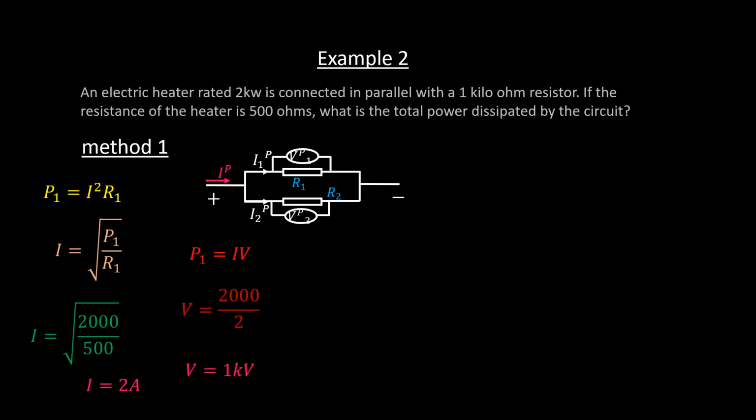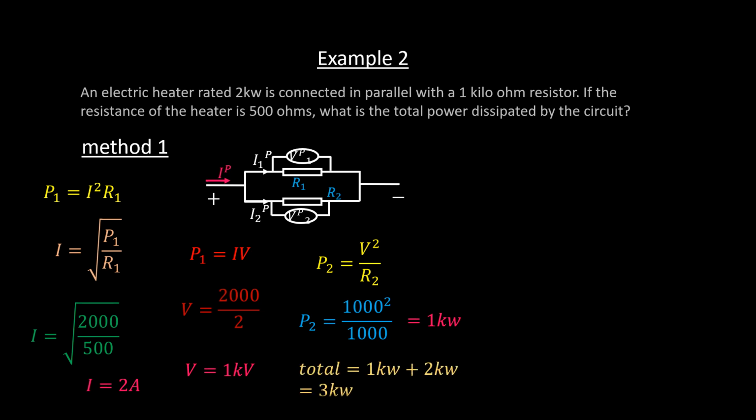To calculate the power dissipated by R2, we can use the formula P equal V squared over R. This gives 1000 squared over 1000, which is equal to 1 kilowatt. Therefore, the total power is given by 1 plus 2, which is equal to 3 kilowatts.